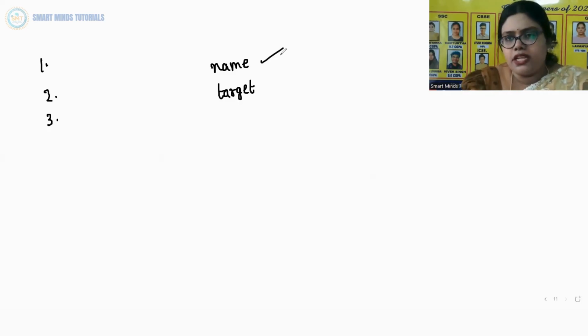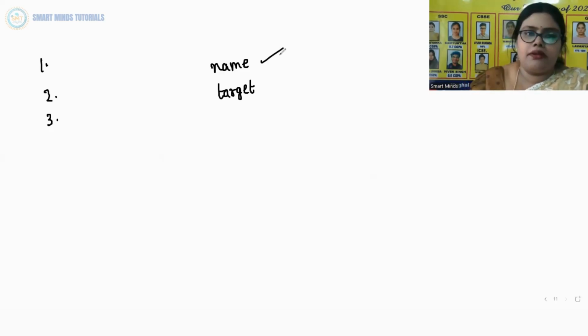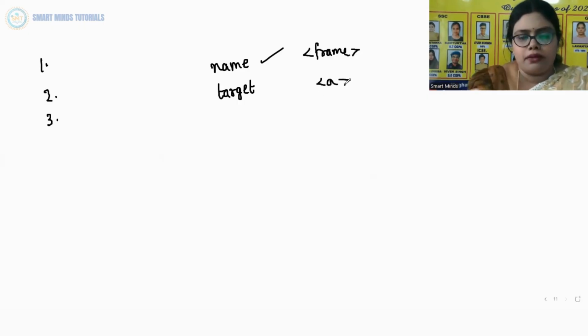It specifies the name of the frame in which the new page can be loaded. The value of the target attribute can be the name of the frame in which the new page is going to be loaded. The difference between the name and target attributes is that the name attribute is used in the frame element, whereas the target attribute is used in the A element. Name is used under the frame element and target is used under the A element.